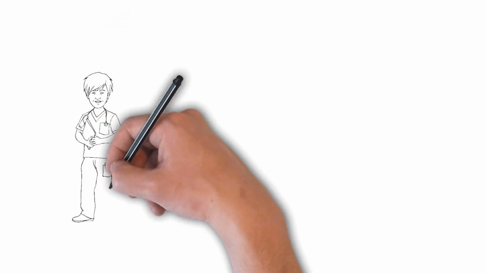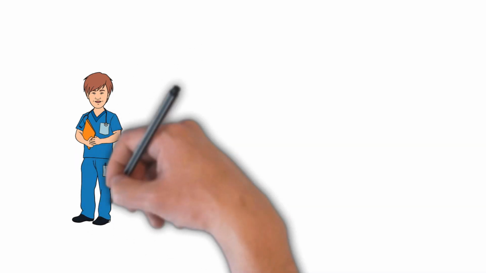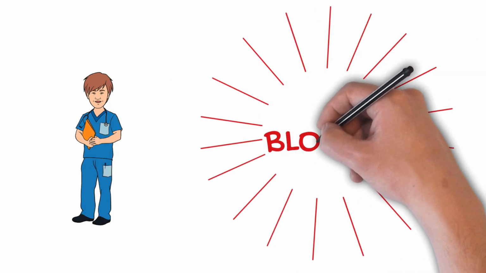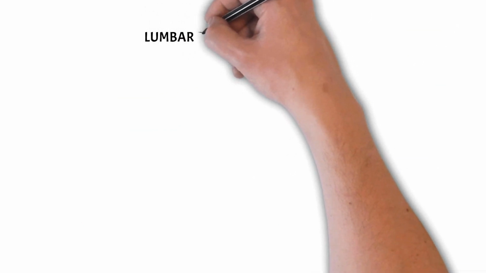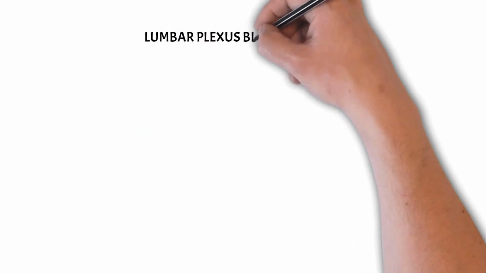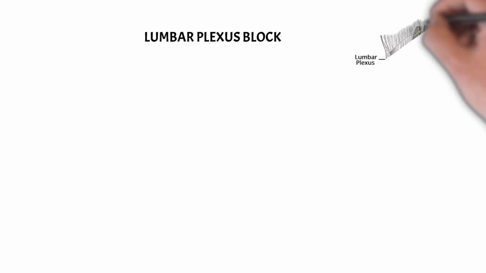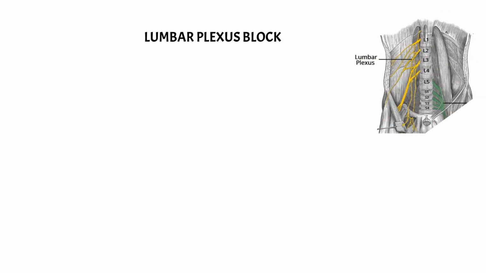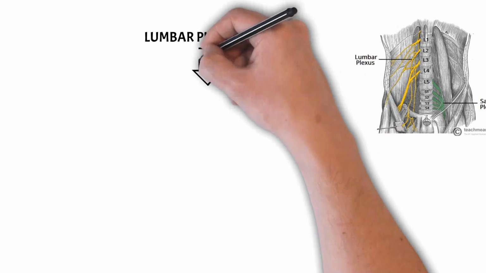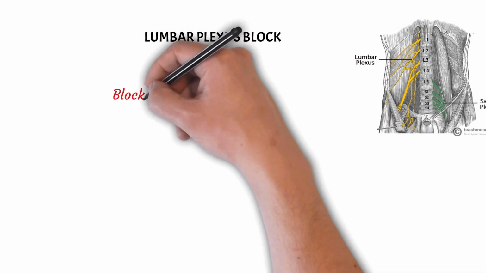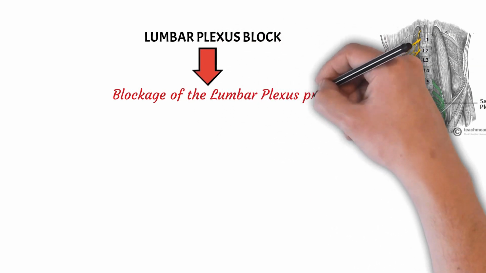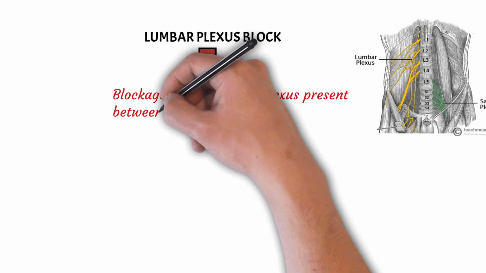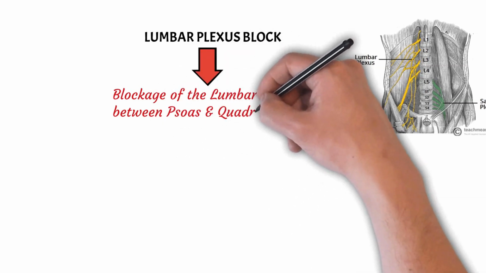So friends, today we shall be studying one of the blocks which is used for lower limb surgeries. The name of the block is lumbar plexus block. So what do you mean by lumbar plexus? This is a schematic diagram showing the lumbar plexus. So what is the lumbar plexus block? Lumbar plexus block is the blockage of the lumbar plexus, which is present between the psoas muscle and quadratus lumborum muscle.